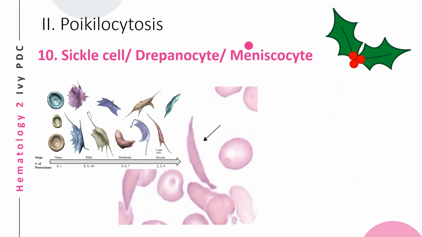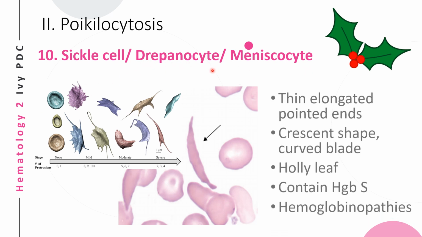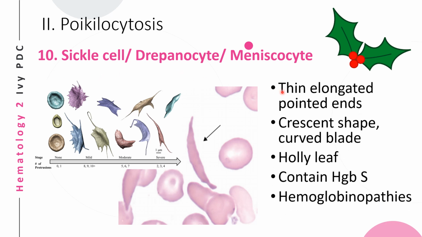The next poikilocyte is a sickle cell, which is also known as a drepanocyte or a meniscocyte. So sickle cells are thin cells with elongated pointy ends. This is an example of a sickle cell with a pointy end that resembles a crescent shape or a curved blade. Another shape of a sickle cell is the holly leaf.